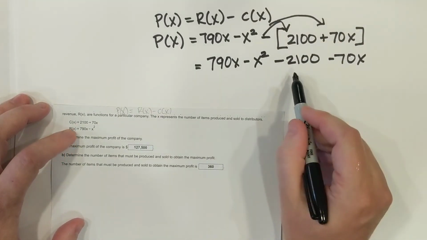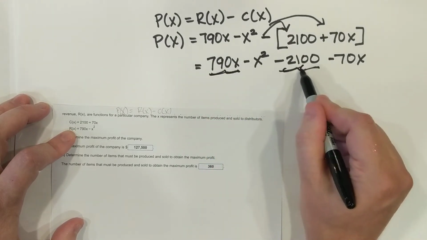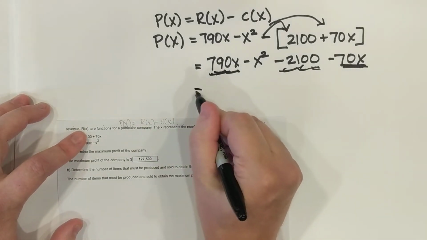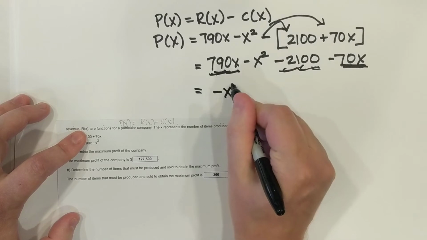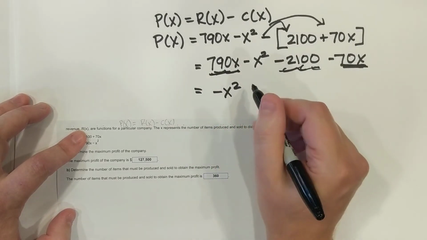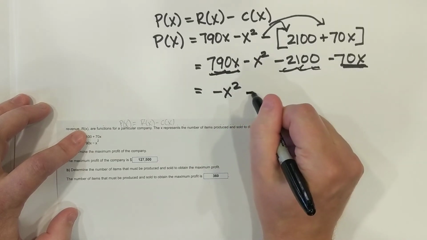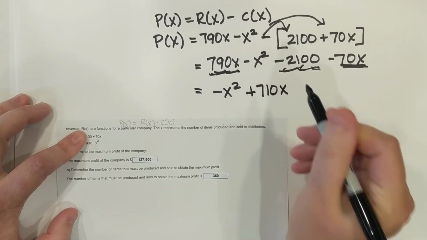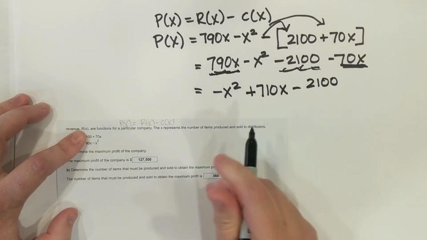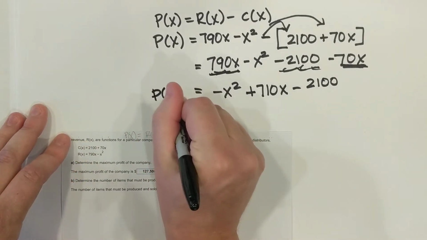Okay, and then we can combine like terms, which would be the first one and the last one. Okay, I'm going to write the negative x squared first. I'm going to combine these x's. So 790 minus 70 would be 710. And then minus our constant there, 2100. Okay, and this is our profit function.